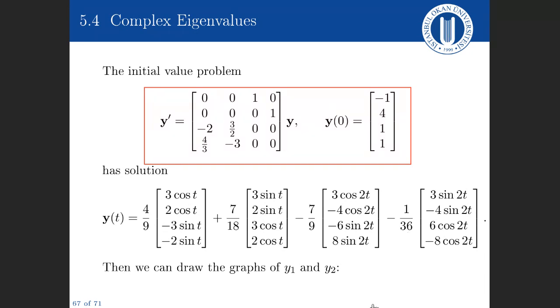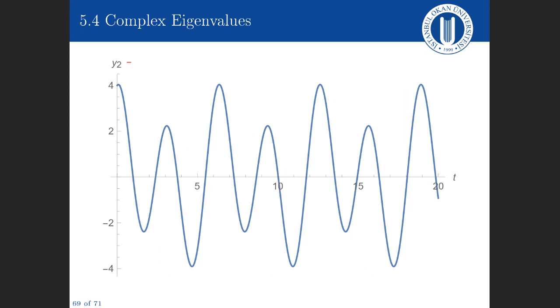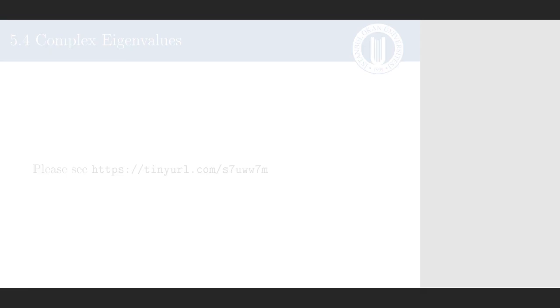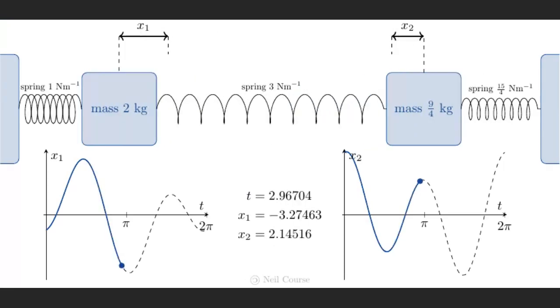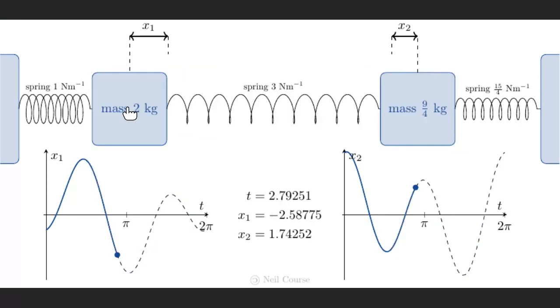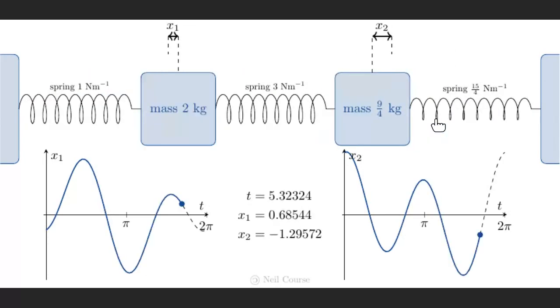Now that we have this, we can use a computer to draw the graphs of this function. This is a graph of y1, which is the same as x1. This is the displacement of the left block, and we can also draw the displacement of the right block. And these are the formulae that I used when I generated my animation. Just using the formulae from the previous slide, I programmed this picture to move the left block using this combination of sines and cosines, and move the right block using this combination of sines and cosines.